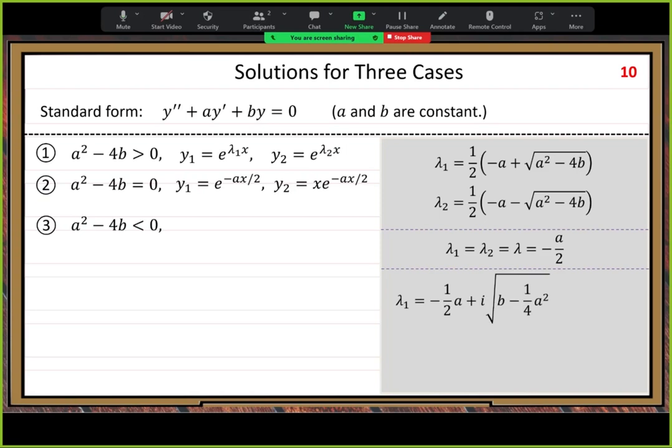Now, for case number 3, we write y1 equals this, with the little i, the root of -1. Here we have to use it. We cannot avoid it. Write it explicitly: i times the root of b minus 1/4 of a squared. And y2, the conjugate root. So we call it the conjugate root. Two complex conjugate roots here.